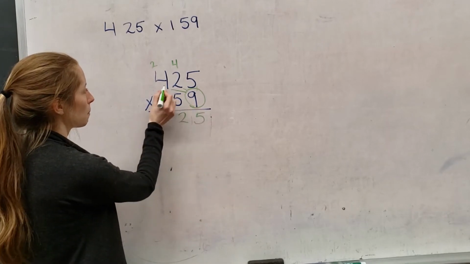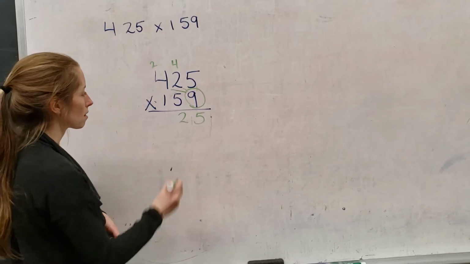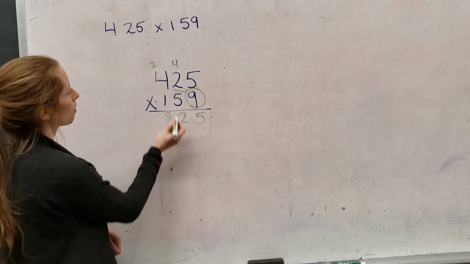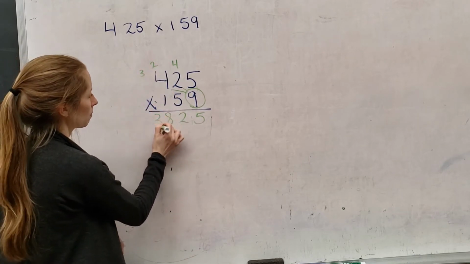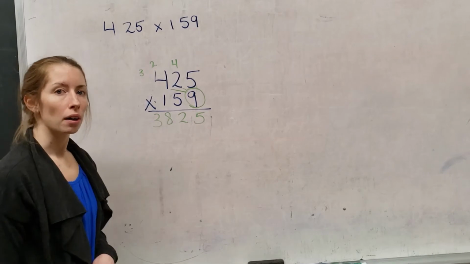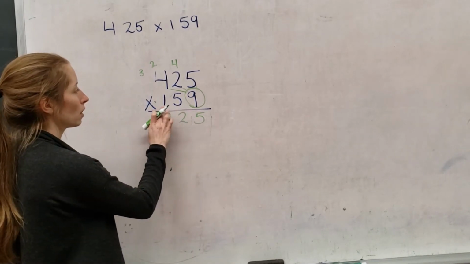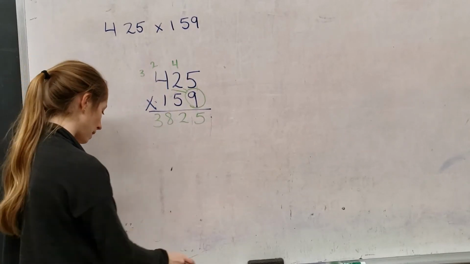Now I have 9 times 4. Now 9 times 4 is 36, plus 2 is 38. So I'm gonna go ahead and put my 8 here, and I would put the 3 up here, but you can see there's nothing there, so I'm just gonna bring it down. So that's the first part of my problem. I'm not done yet because I still have 2 more numbers that I have to multiply everything by. So that was my 9.